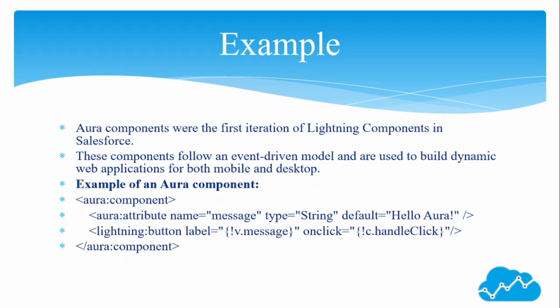Example of an Aura component: aura:component, aura:attribute name="message" type="String" default="Hello Aura". This will be the display name. lightning:button label="{!v.message}" onclick="{!c.handleClick}". /aura:component closed.